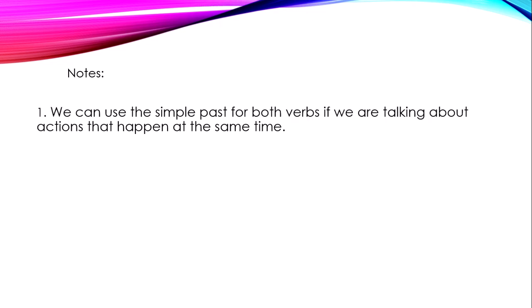Note, we can use the simple past for both verbs if we are talking about actions that happen at the same time. Let's see an example. I gave her my phone when I saw her. Simply, in the sentence we have two verbs conjugated in the simple past. So gave is the verb give in the simple past and saw is the verb see in the simple past. So here we didn't use the past perfect continuous or the past perfect, we simply use the simple past because we have two actions that happen at the same time.